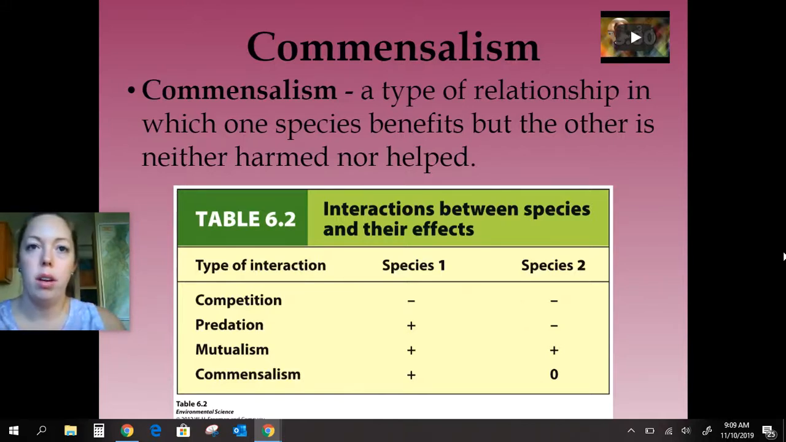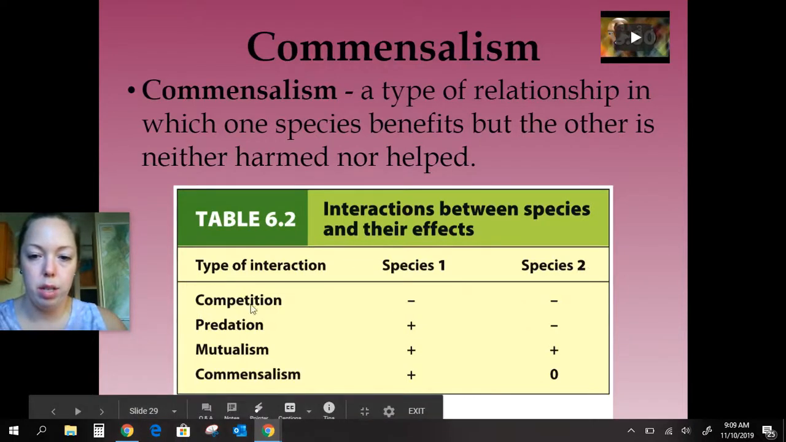Use this graph right here to help you remember the different types of interaction and whether the species benefit from these interactions or not. So you can see competition, both species are negatively impacted. Predation, one species is positively impacted, the other is negatively. Mutualism involves both species benefiting. Commensalism involves only one species benefiting and the other one just kind of being meh.